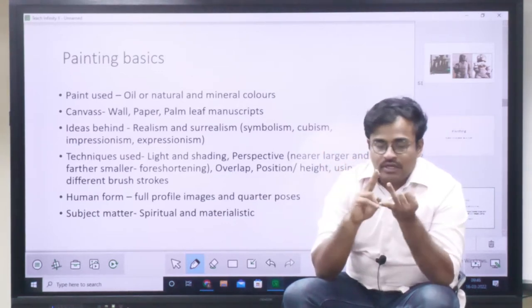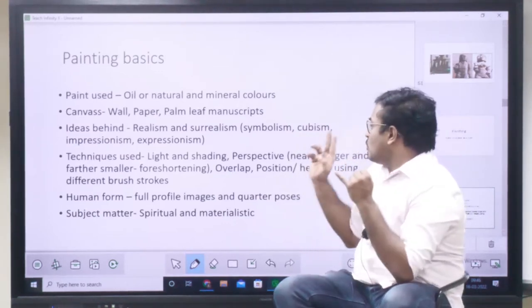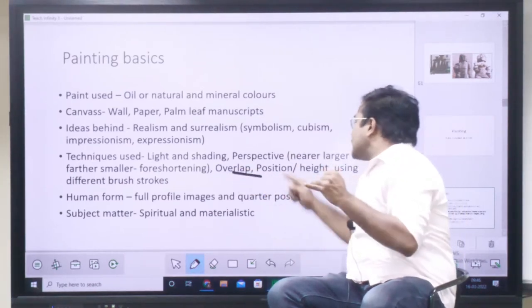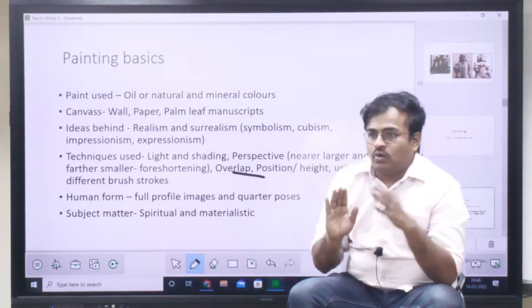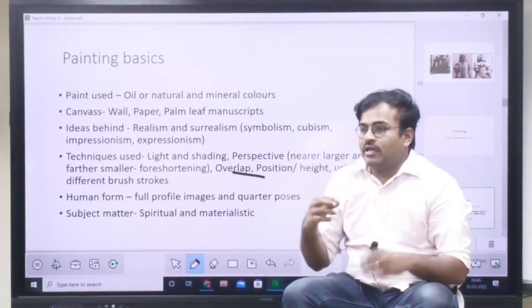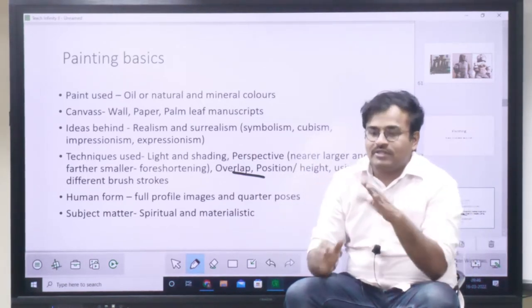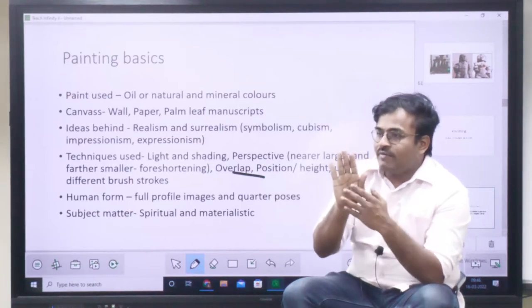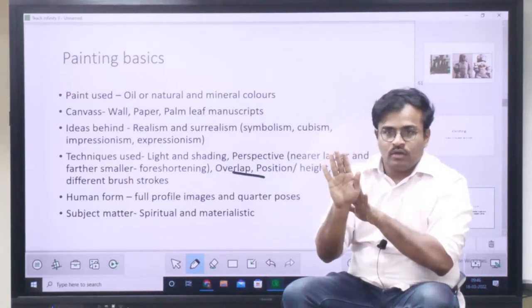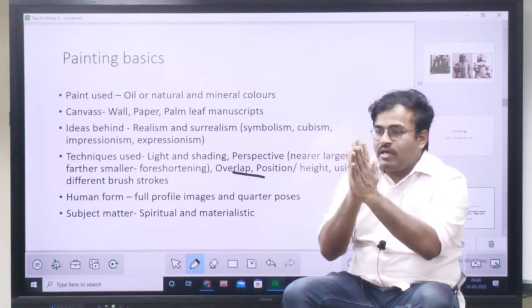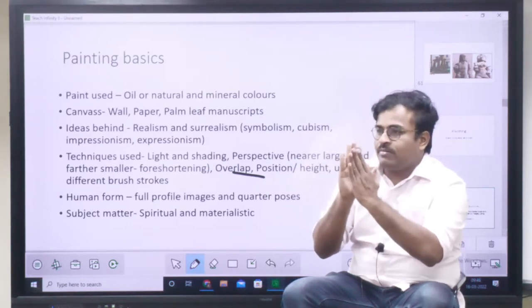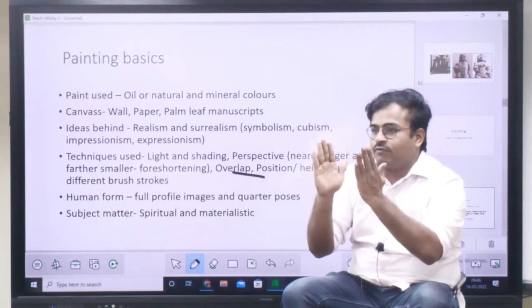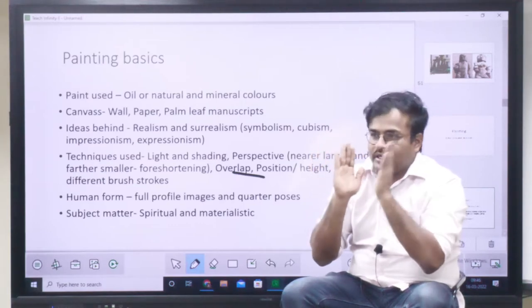Are you following what I'm trying to say? So this is the second method. And the third method that they used is known as the overlapping system. In the overlapping system, the images which are in the foreground will be shown in full. But the images which are in the background will be covered by these front images. Then naturally, it means that some images are in the background and some images are in the foreground. So overlap is one more technique that they used.